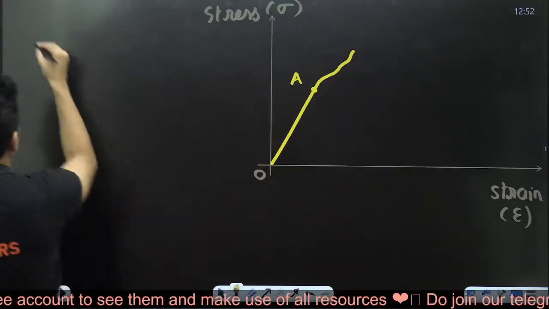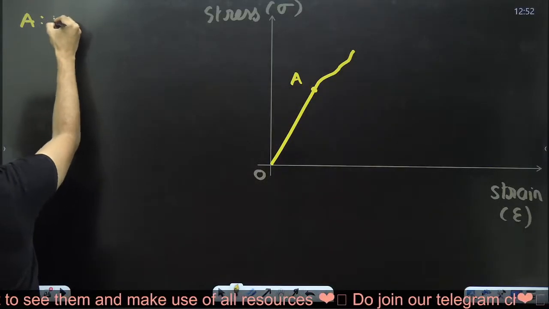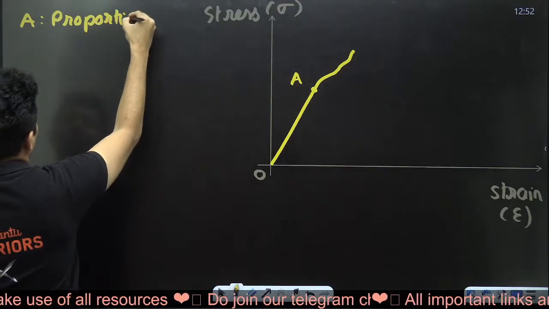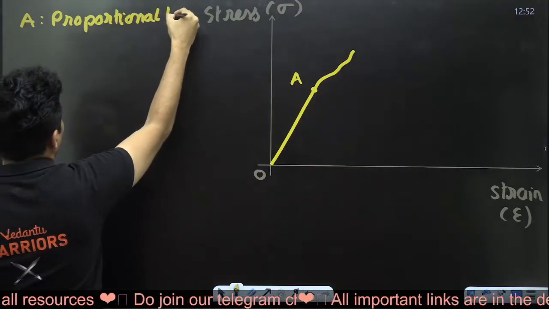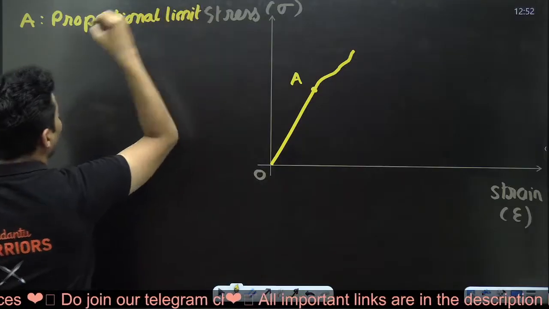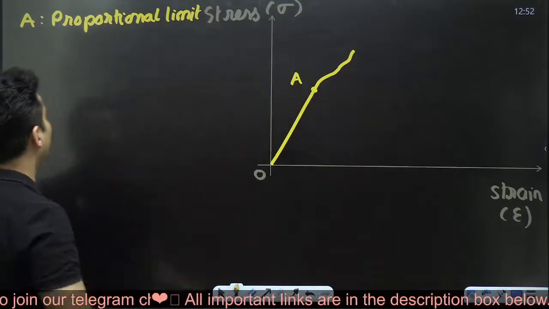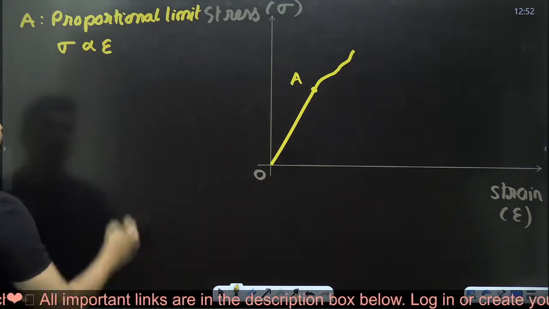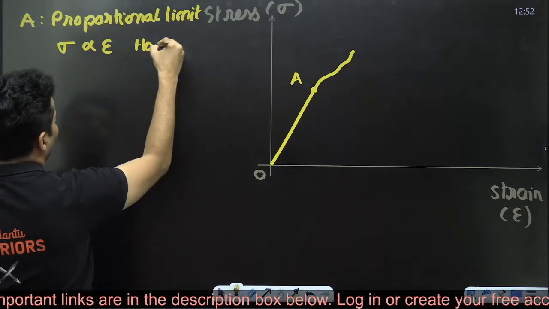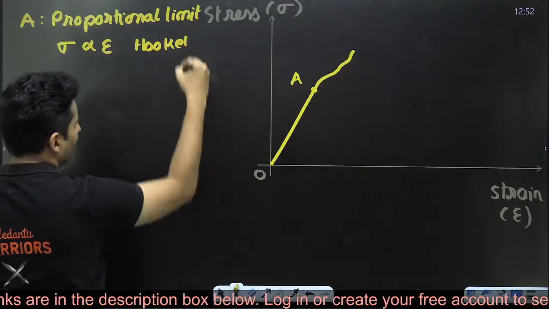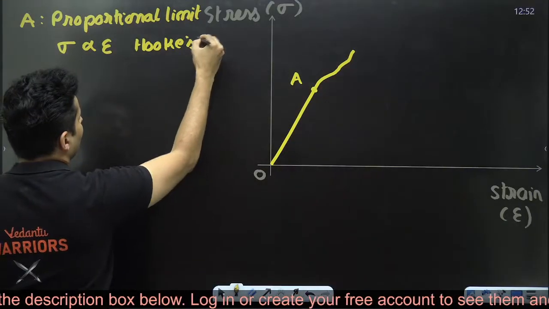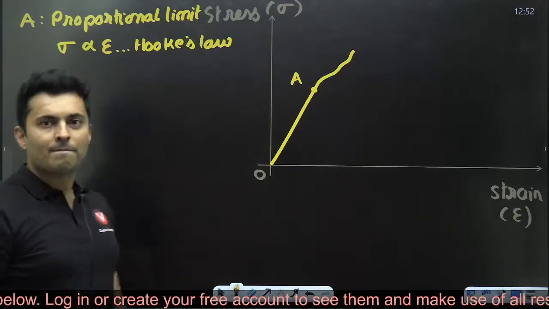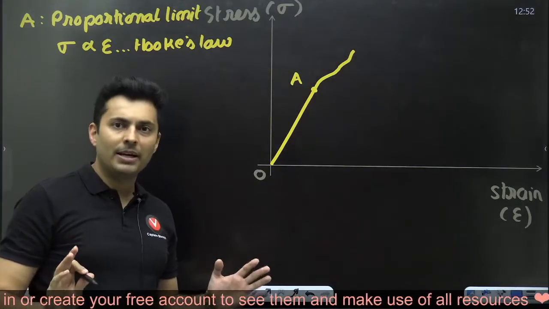This point A is basically called the proportional limit. This is the only point till which the stress is proportional to the strain. Basically, Hooke's law is valid in this particular zone. Is that very, very clear, everybody?